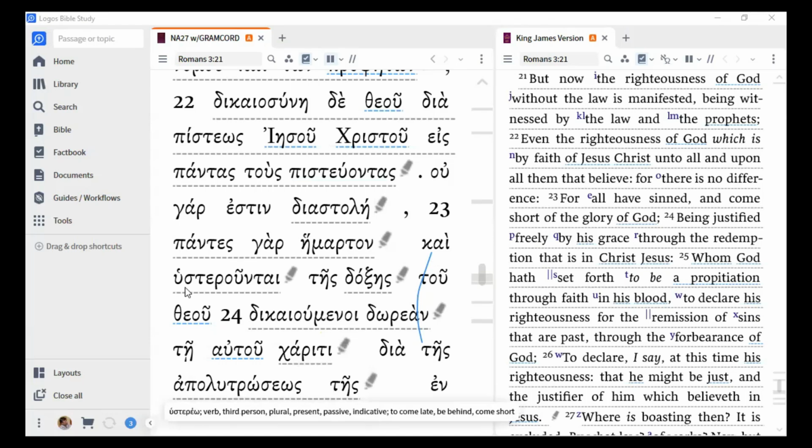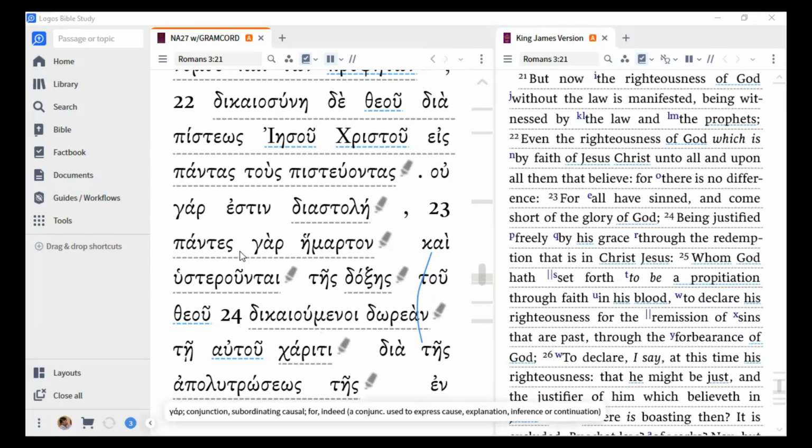Kai, and husterountai. It has a hard breathing. In semester 2 or 4, I asked a question in the exam: what is hard breathing? Hard breathing, this symbol, is always on the vowels or diphthongs at the start of the word. When a word starts with a vowel, it has a breathing sign, either the hard breathing or the soft breathing. And this symbol is a hard breathing that gives the hissing sound. It gives the sound of H. This is husterountai, kai husterountai tes doxes, and they fall short of God. That's because this verb requires a genitive case after it. That's why doxes is also in genitive case. And they fall short of the glory of God.